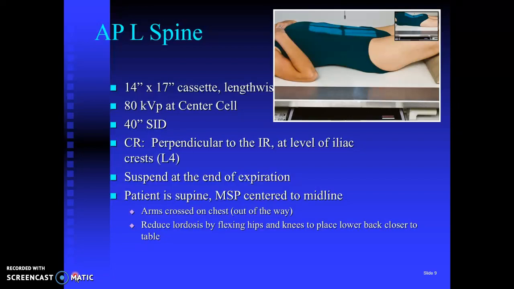The patient is again supine or upright, but if our patient is supine, ensure that the mid-sagittal plane is centered to the midline. The arms are across above their chest and out of the way. And to reduce the lordosis, we are going to flex the hips and knees and place a sponge underneath their knees, and this will reduce the lordotic curve of the spine.